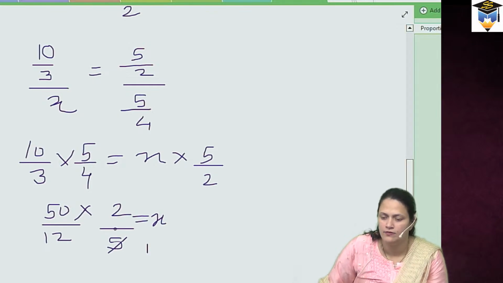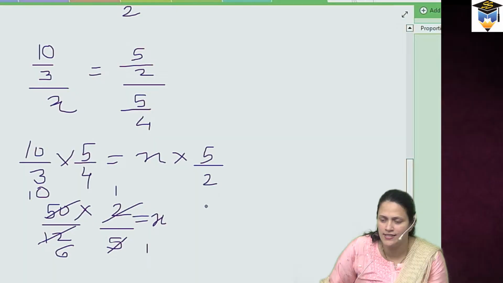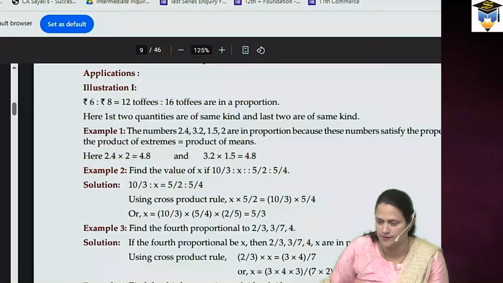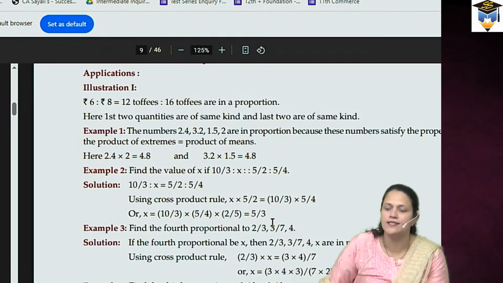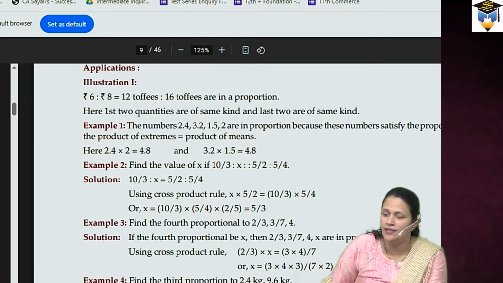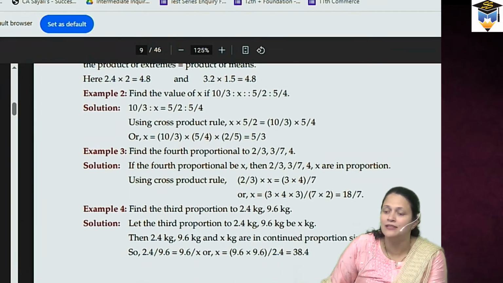Now, the value of x we have got is 10 by 6. But can we say 10 by 6 is the correct answer? Converted to the lowest form, divided by 2, 5 by 3 will be the correct answer. So check here, the answer is 5 by 3. Easy? Okay, I think please write down example 3 now.